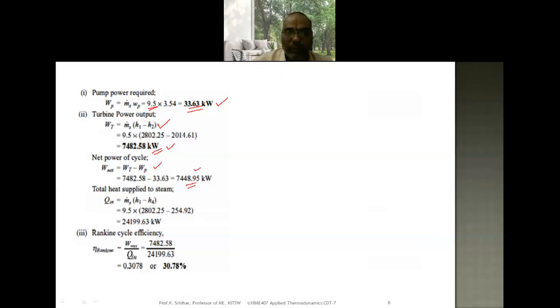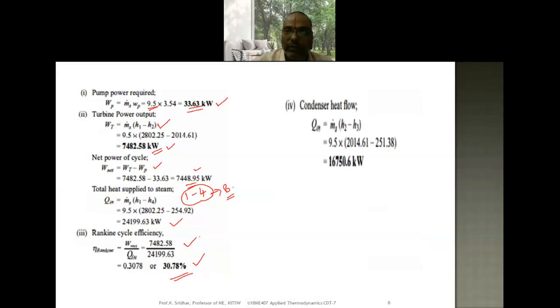Now the total heat supplied to the steam, that is in the boiler. The boiler is basically represented by 1-2-4. It is taking place in the boiler. So Qin is equivalent to m dot s into (H1 minus H4). So that is the Qin. And you know that the Rankine cycle efficiency is nothing but net work done divided by the heat input. Substitute the values, and we are able to get the Rankine cycle efficiency as 30.78 percent.